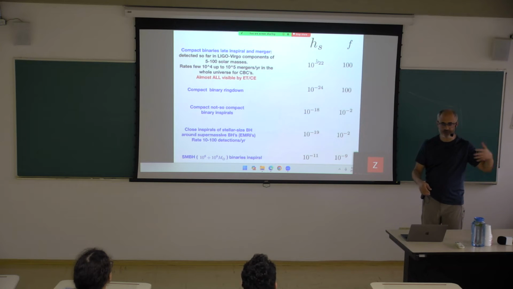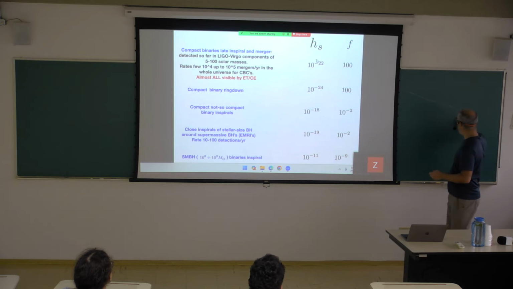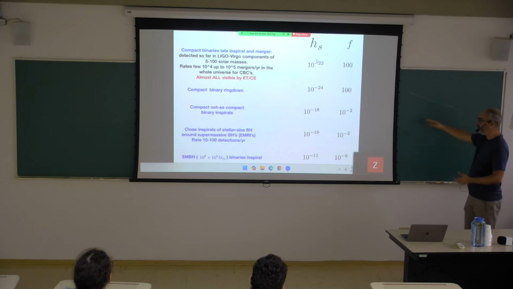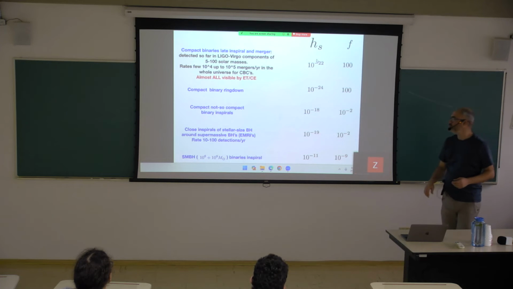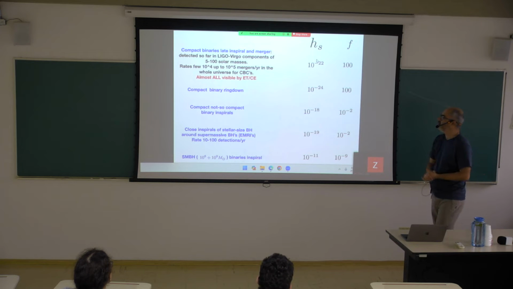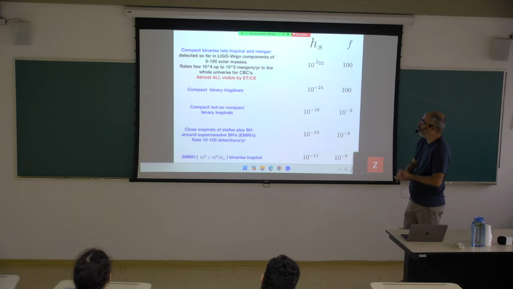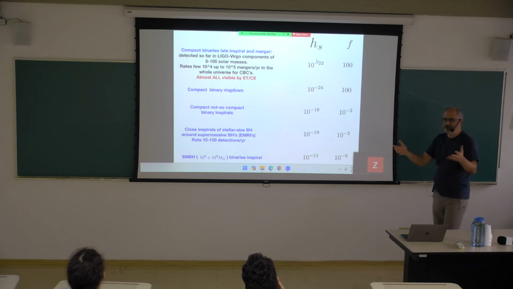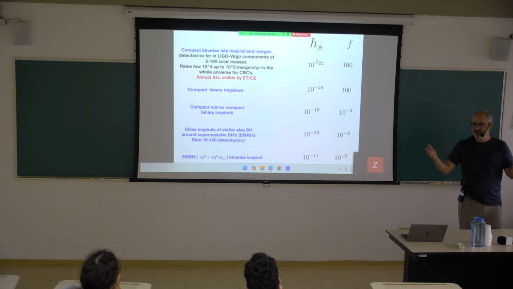In an extreme case, the first detection was 5 cycles because it was a huge black hole, and the end point of the plunge was very close to the beginning of the sensitivity curve of LIGO, so you could really see the last part. For neutron stars, you can see thousands of cycles. So, how many objects do we have? Well, the observation says 100, more or less, observations in a few years.